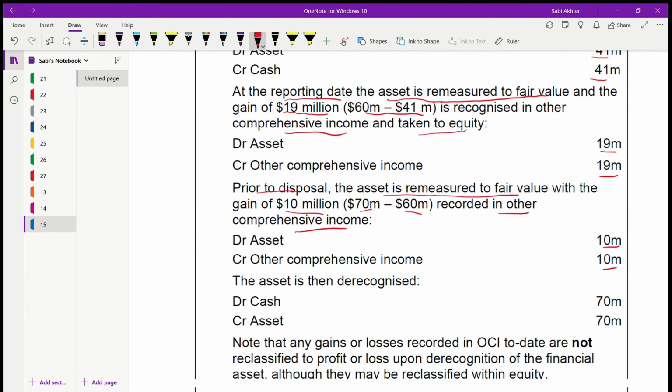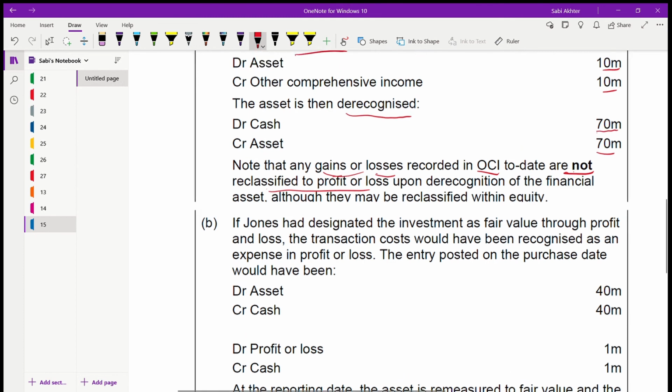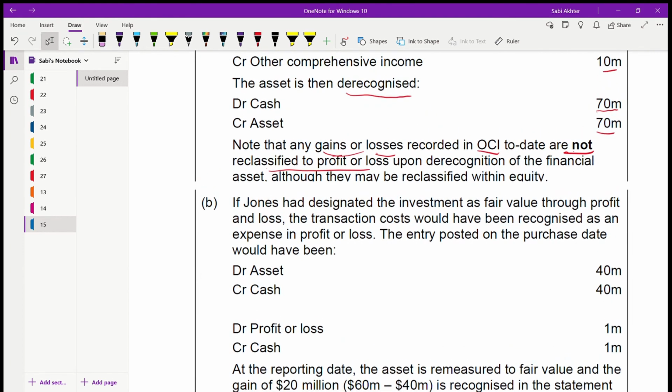Now the asset is then derecognized. Remember, when you are selling it, you have to derecognize again, at the amount that you are selling, 70. So you are receiving cash 70 and credit asset by 70. Whatever the gains or losses you are writing in OCI, they will never be reclassified to profit or loss, because you told that it will be designated through OCI. So for that you cannot reclassify it to profit and loss.